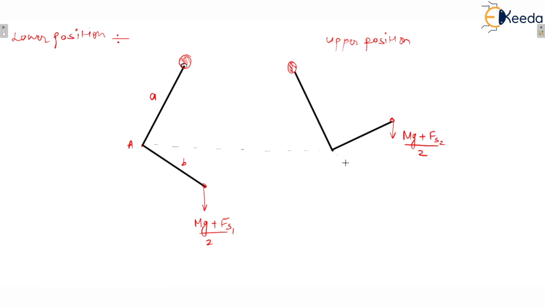Initially it was here, but now it is here. Now Mg plus Fs2 by 2 is working here. So what is the change? This angle must have changed, and this angle is considered as theta. Since both the arms are rigidly attached to each other, there will not be any relative motion between these two links, the horizontal and the vertical link. There is no relative motion between them. So if this angle is theta, this angle would also be theta.